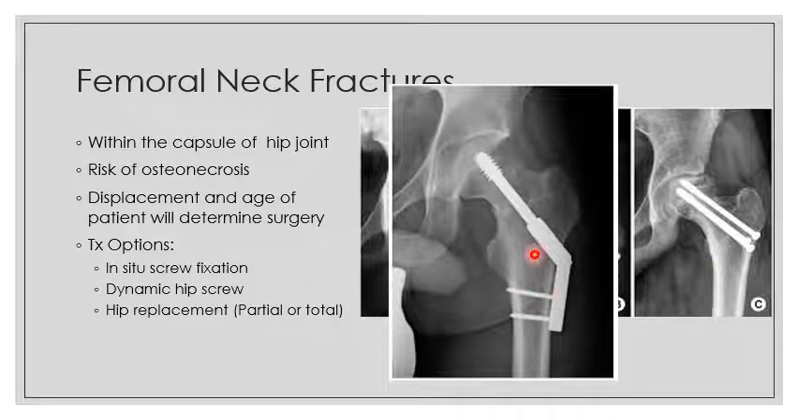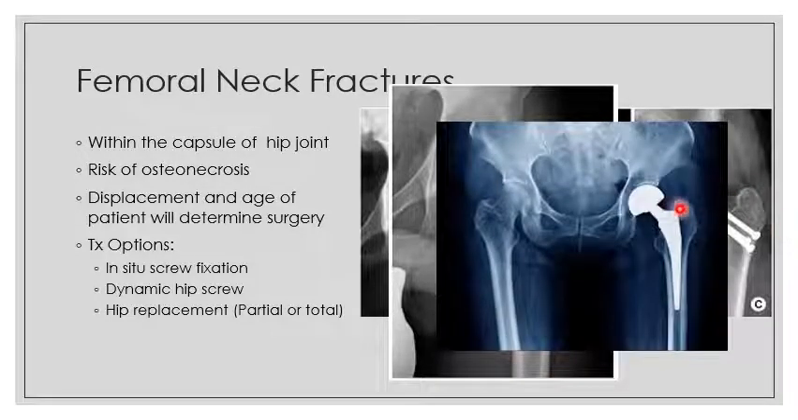You can do a dynamic hip screw, which is a more stable construct. It's basically one big screw with a side plate and you fix to the proximal femur. Or in some cases where there's already a risk of osteonecrosis, you do a hip replacement.